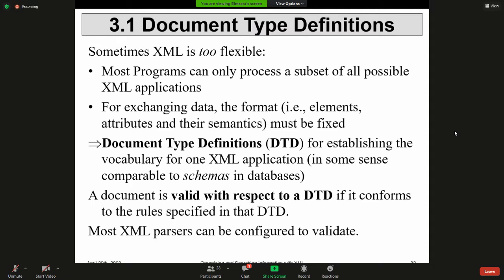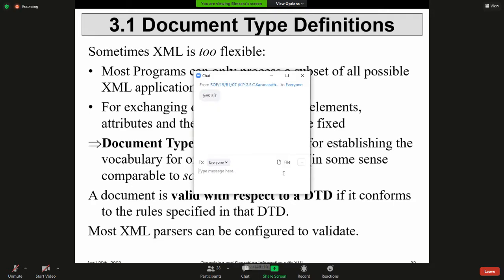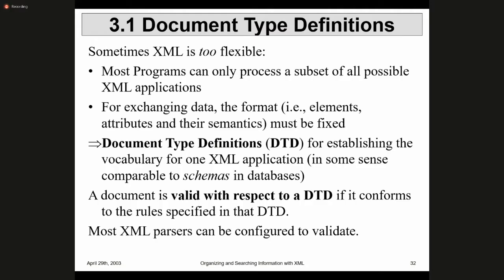So since XML is too flexible and doesn't have any rules and regulations, we have to define the document type with DTD, or document type definitions, right? Once this DTD is defined, we consider a particular XML document a valid XML document only if the document conforms to the rules specified in that DTD, which is related to the document, right? And it says most XML parsers can be configured to validate.